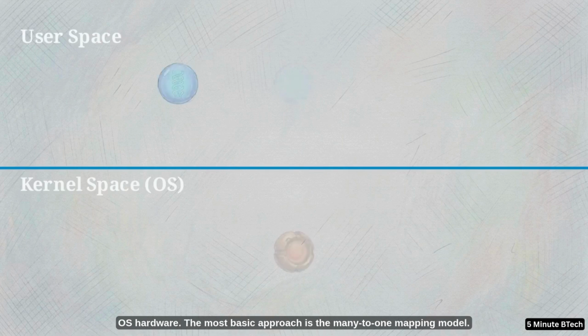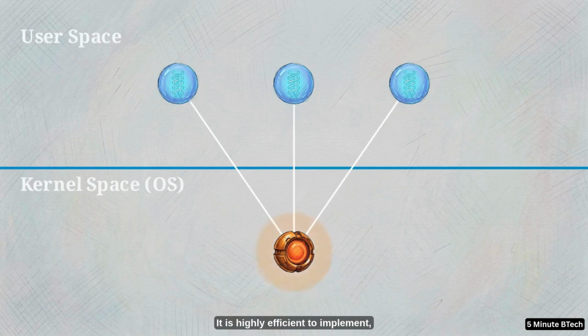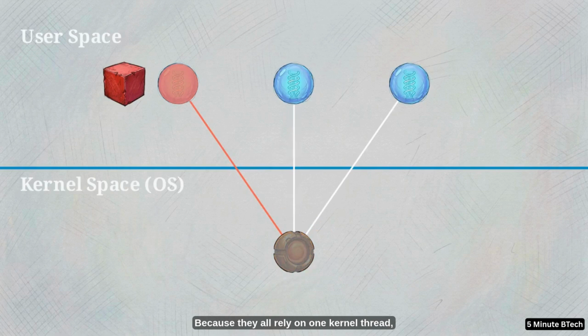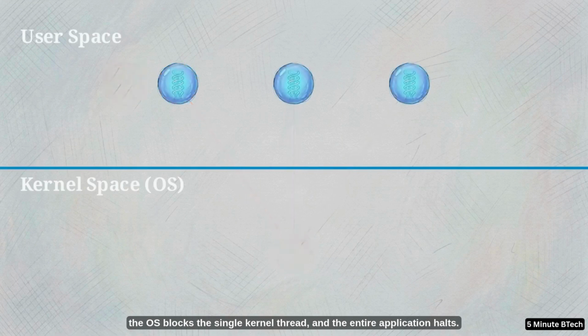The most basic approach is the many-to-one mapping model. This model funnels multiple fast user threads into one single kernel thread. It is highly efficient to implement, but it instantly fails the parallelism test. Because they all rely on one kernel thread, if one user thread blocks, the OS blocks the single kernel thread and the entire application halts.